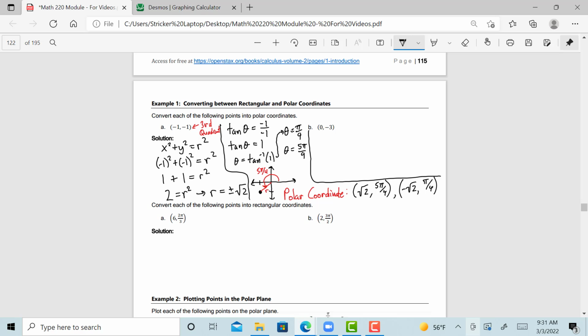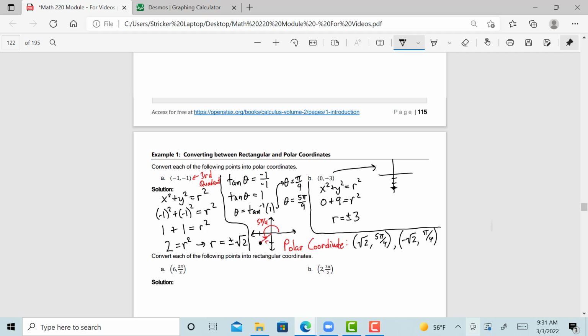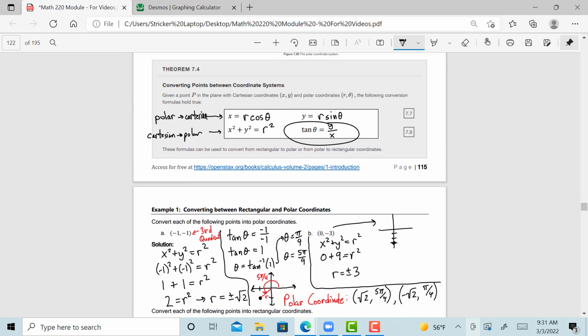All right, so in part B, if we do something similar to what we did in the last one, we know that x squared plus y squared is equal to r squared. X is 0, y is negative 3, so this is 0 plus 9 is equal to r squared, which means r equals plus and minus 3. Okay, and then if we were to graph this in the xy coordinate system, we know that 0, negative 3 is down here. Now you could plug our x and our y into the tangent formula up here. We could plug those in and do that.